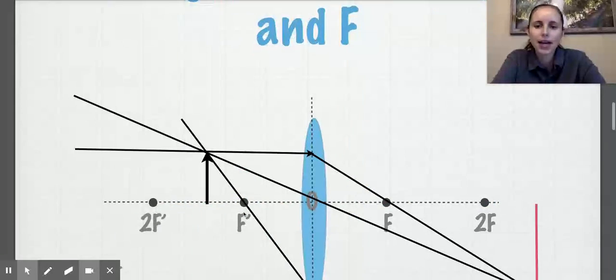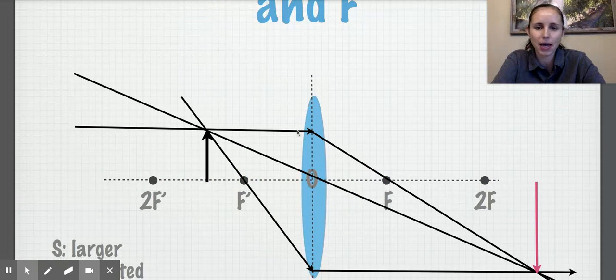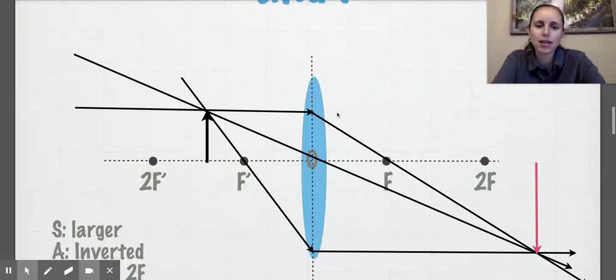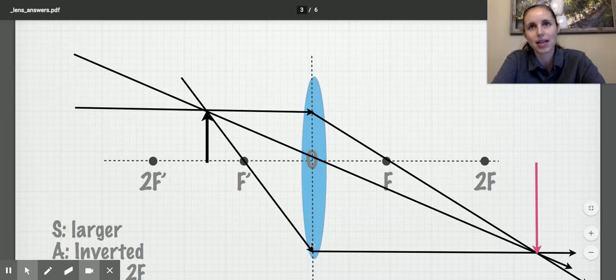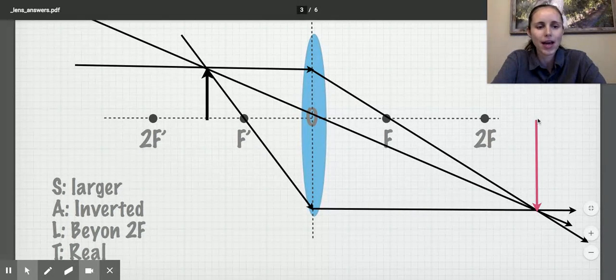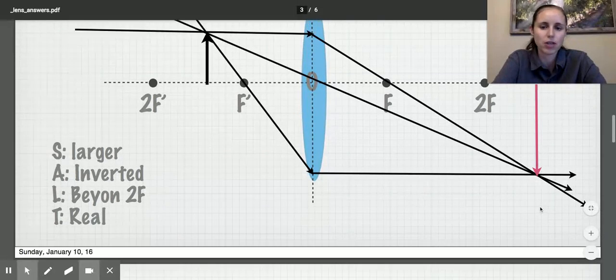F. Again, I'm going to draw a line in parallel. That line that goes in parallel is going to come out through F. My second line, I'm going to draw in through my secondary principal focus. That's going to come out parallel. And my third line I'm going to draw is going to go, again, straight through my optical center. I can see all three lines are going to meet here, and I'm going to draw in quite a large image. You can see it kind of stretches off the screen here. This image here is considered to be larger than my object. It's still inverted, it's beyond 2F, and it's considered to be real.